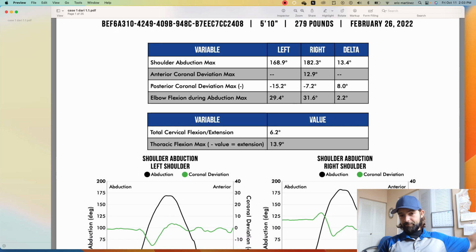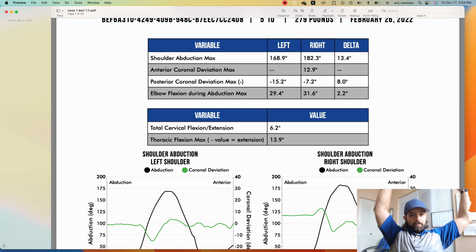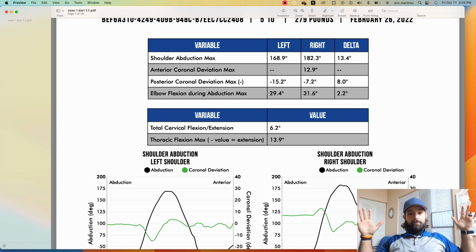Something's going on with the left lat going overhead. There's some restriction. What we're seeing here is that there is a coronal deviation. What it means is that he's rotating the hand to try and get that range of motion to match the right side. So you ever seen someone open up? They'll try and turn their hands in to get it. We don't want that.